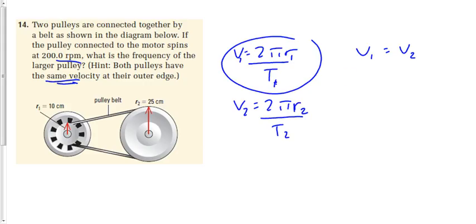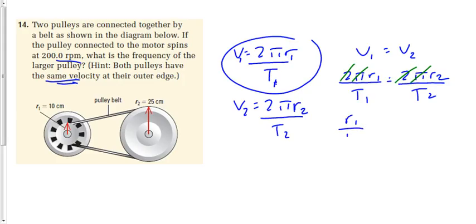So let's say 2 pi R1 over T1 equals 2 pi R2 over T2. I'm actually going to cancel a couple things. I don't have to, but you see anything here that I can cancel out? Remember, to cancel something out, it has to appear in every term. Yeah, I can cancel the 2 pi because it appears in every term on both sides. So it becomes R1 over T1 equals R2 over T2.